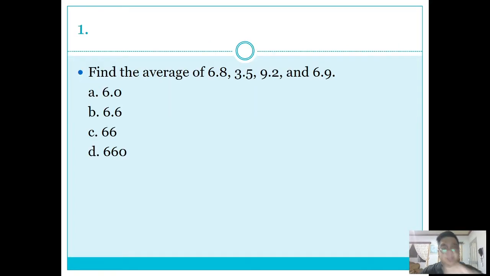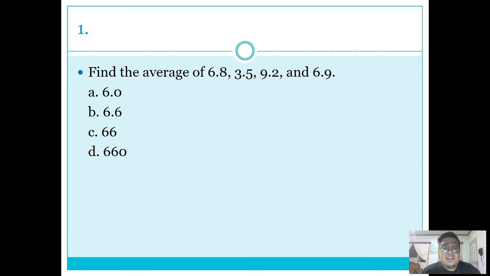Okay, so for the number 1, this is getting the average of 6.8, 3.5, 9.2, tsaka 6.9. So meron tayong binigyan ng mga choices, no? For letter A, we have 6. For letter B, we have 6.6. For letter C, we have 66. Then letter D, 660. Kung papansinin nyo, dito pa lang makakapag-eliminate na tayo ng mga choices.